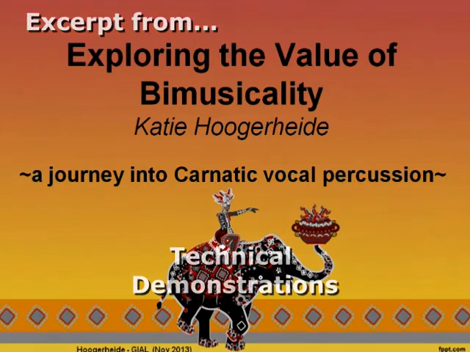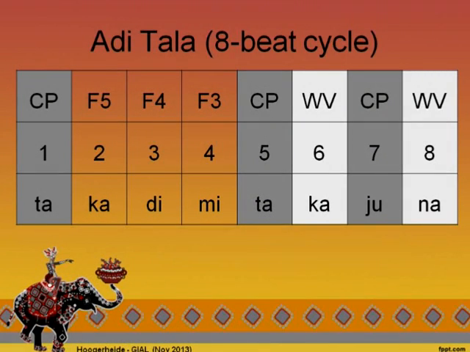So let's get into some of the technical aspects of Carnatic percussion. The rhythmic underpinning of any song is called the tala. This is a metrical cycle that continues at a constant tempo throughout the piece. One of the most common talas is adi tala, the 8-beat cycle. You can see that there are 3 different hand or visual gestures that go with this.